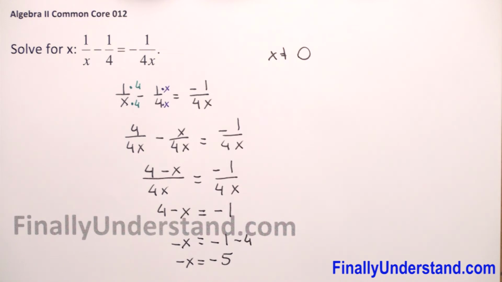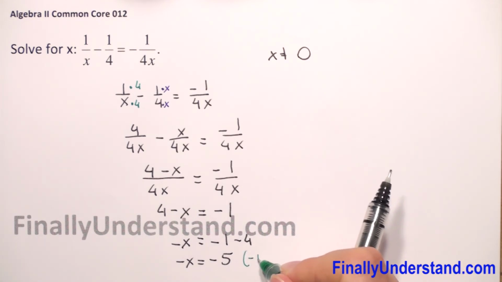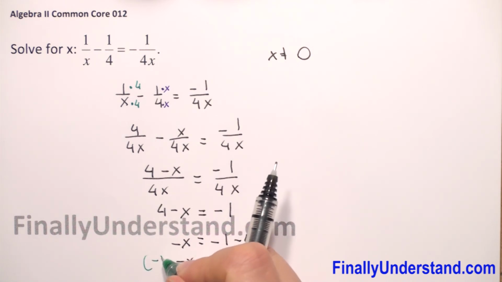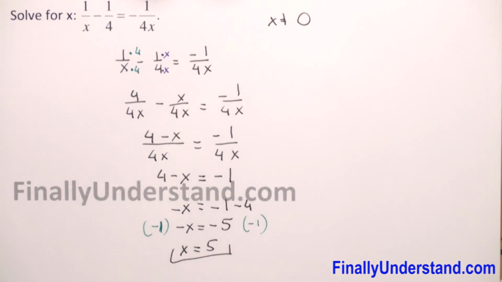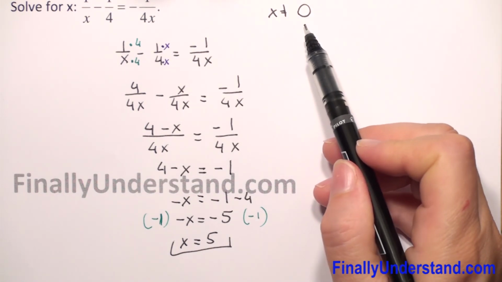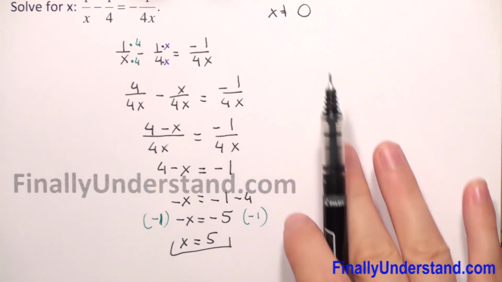Now I will multiply both sides by negative 1. Negative 1 times negative x will be x, and this is equal to negative 5 times negative 1, which is 5. We got that x is equal to 5. This is our solution. x is different than 0, so everything is okay.